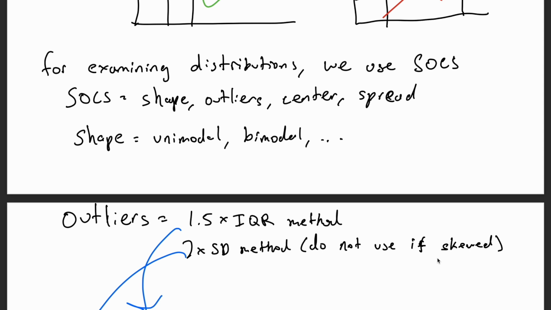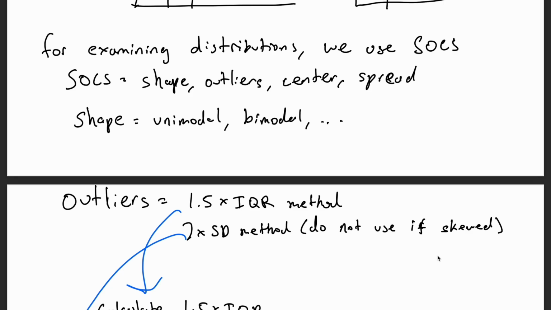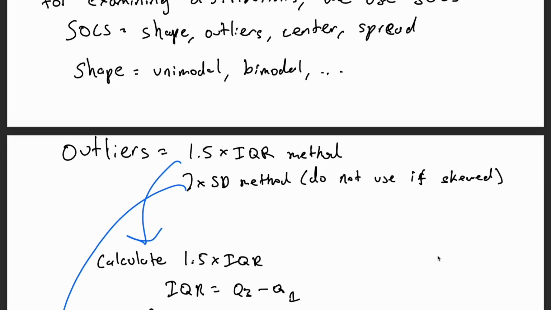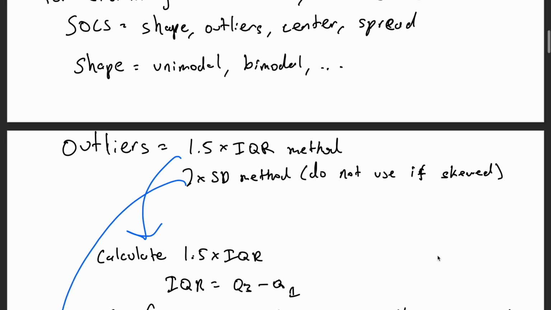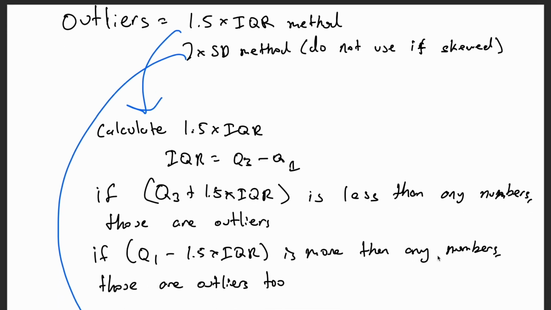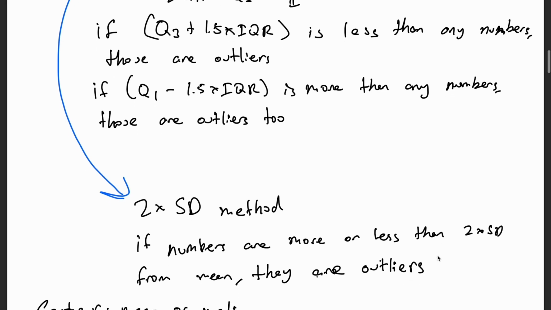In the outliers, there are two methods for calculating potential outliers if you know the numbers. If you don't know the numbers, you could just guess and say these numbers could be potential outliers. The first outlier method is the 1.5 times the interquartile range method, where the interquartile range is your quartile 3 minus your quartile 1. You calculate 1.5 times that number. If a number is greater than quartile 3 plus 1.5 times the interquartile range, it is a potential outlier. If a number is less than quartile 1 minus 1.5 times the IQR, it is a potential outlier too. Now for the 2 times standard deviation method: if numbers are more or less than 2 times the standard deviation from the mean, they are considered outliers.